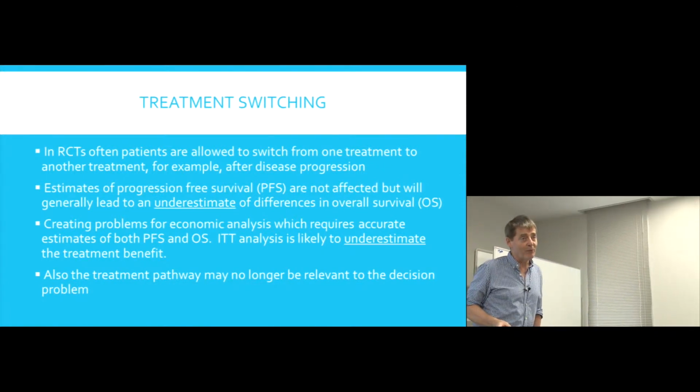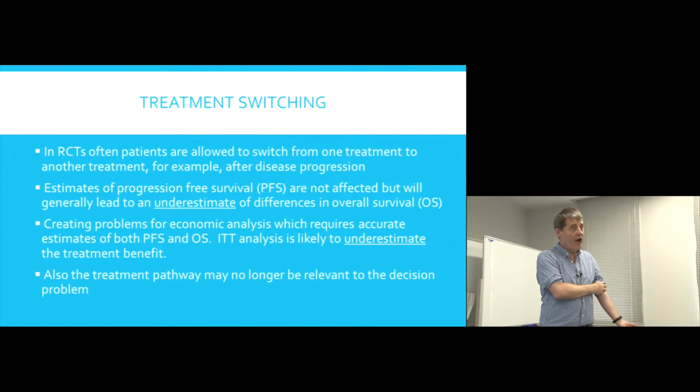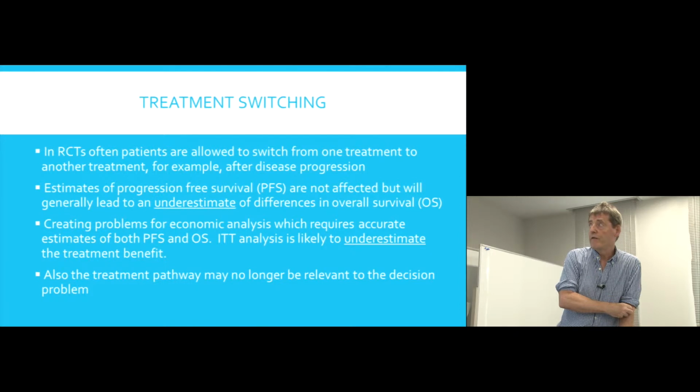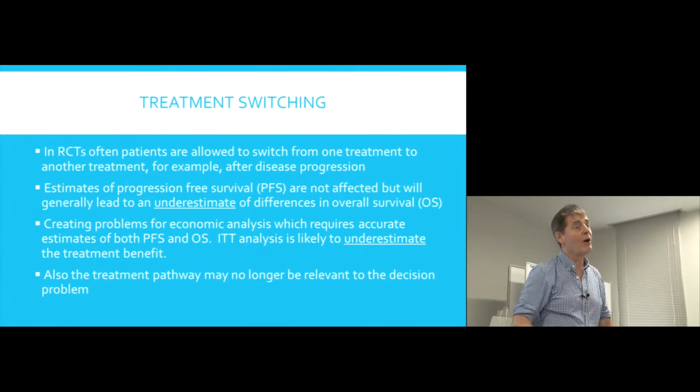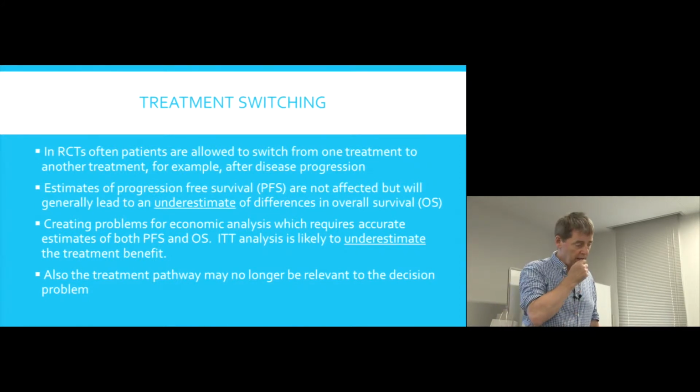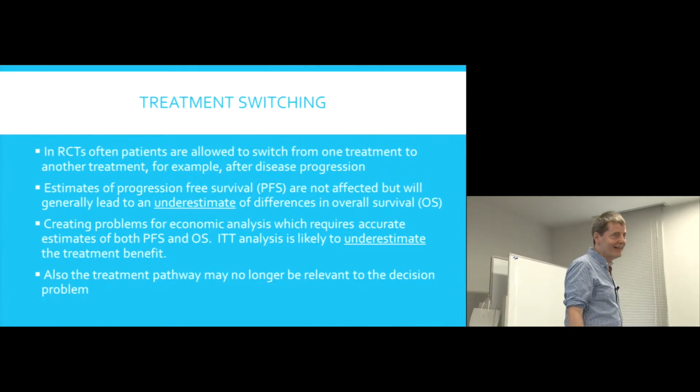Now, as if that's not enough of a problem, we then come to another problem, and it's called treatment switching. In randomized controlled trials, patients are frequently allowed to switch treatment. For example, when their disease progresses, they'll stop getting the treatment they were getting, and they may well be offered the alternative treatment. Now, this is perfectly reasonable. It's almost like punishing the patient for coming into the trial if you don't allow them to switch, because if they progress, that drug has not worked for them. So we can't reasonably stop them from switching treatment. Ethically, it's just not appropriate.